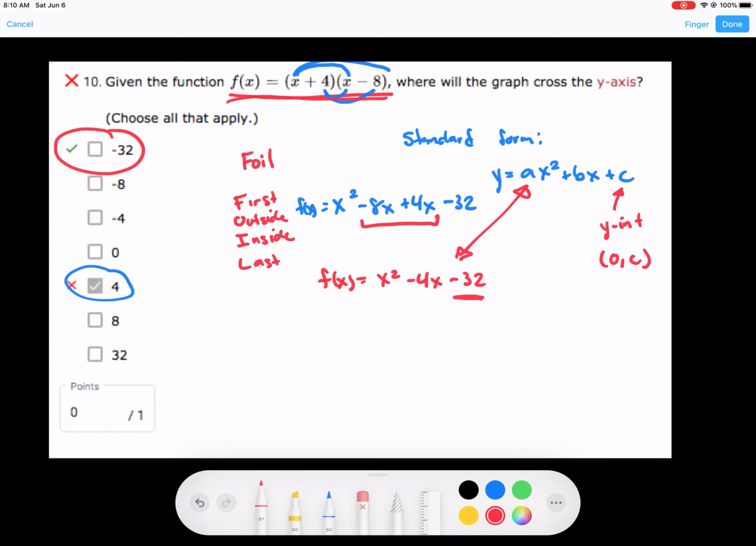And probably one of the easiest things you can do once you figure this out is that it's just the L part of FOIL that is going to give us the y-intercept. So that's kind of cool too. So just keep that in mind.